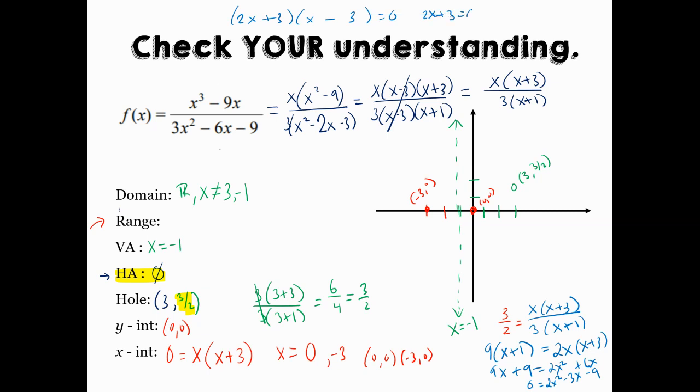2x plus 3 equals 0, and x minus 3 equals 0. So x equals 3, and x equals -3/2. Whoa. That's right. If I plugged in -3/2, I'm also going to get this output of 3/2. Right, those are both good x's. I'm sorry, they're not both good x's. This is a good x. This is a bad x.